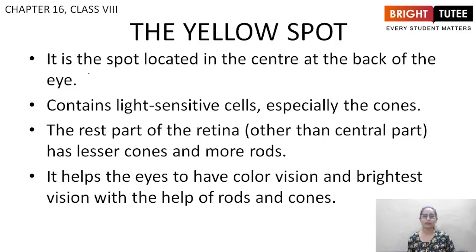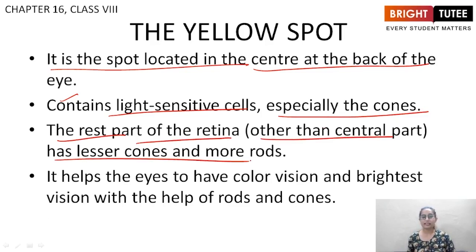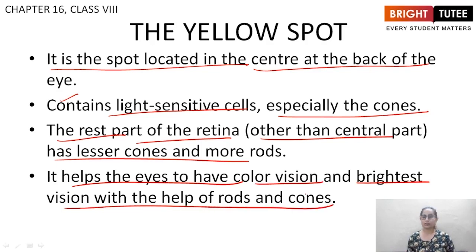First of all, the yellow spot. It is the spot located in the center at the back of the eye. It contains light sensitive cells, especially the cones. The rest part of the retina, other than the central part, has lesser cones and more rods. So it helps the eye to have color vision and the brightest vision with the help of rods and cones. This is the yellow spot, right?